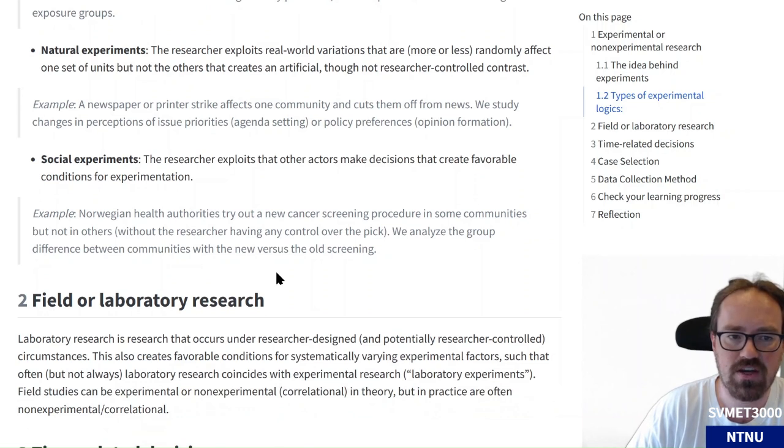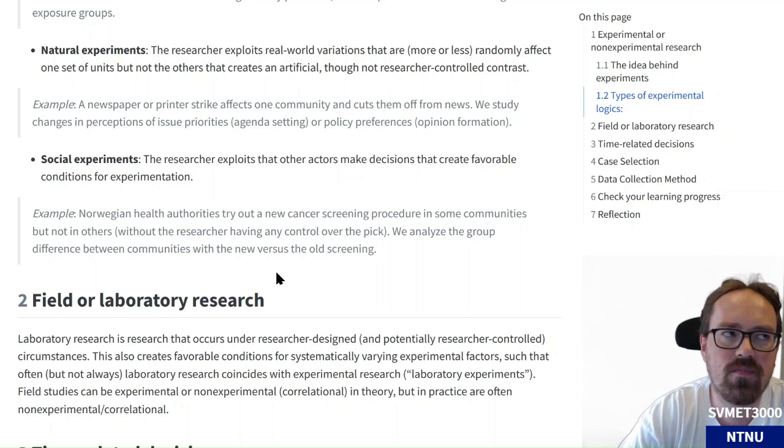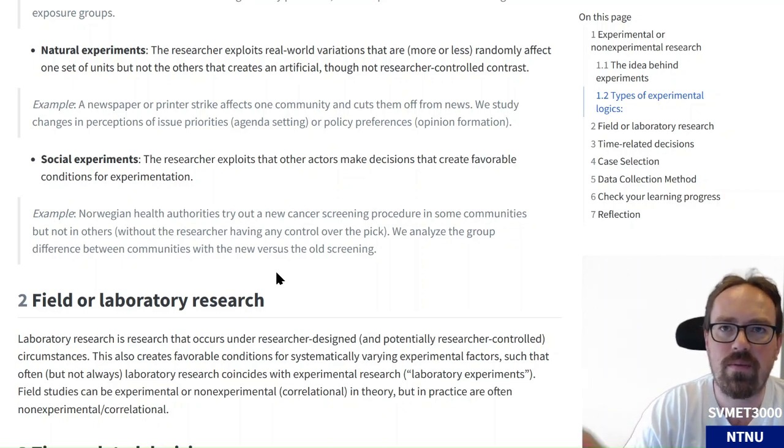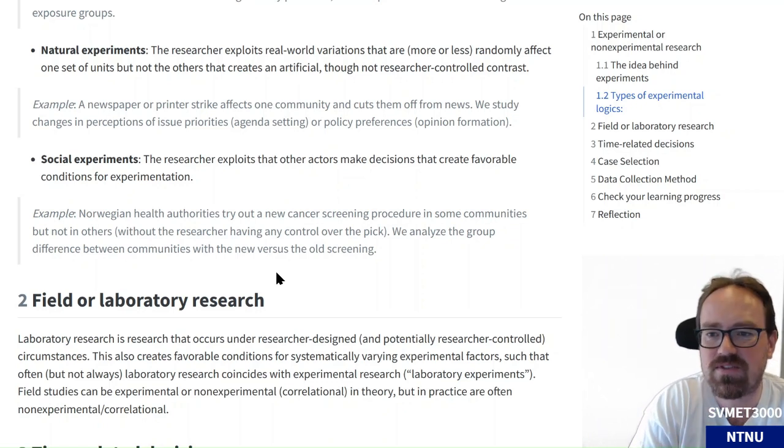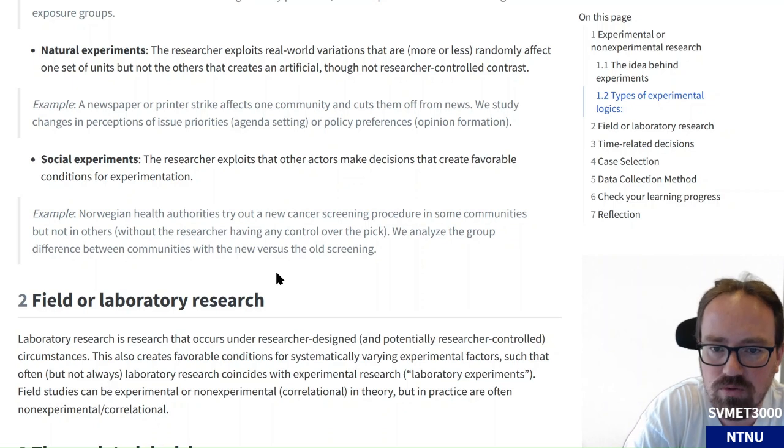Then we have natural experiments where there's just favorable natural variation that sort of replicates an experimental situation. The researcher exploits some real-world variation that is as if somebody had manipulated it from outside. It more or less randomly affects one set of units but not others that are kind of similar, creating an artificial but not researcher-controlled contrast.